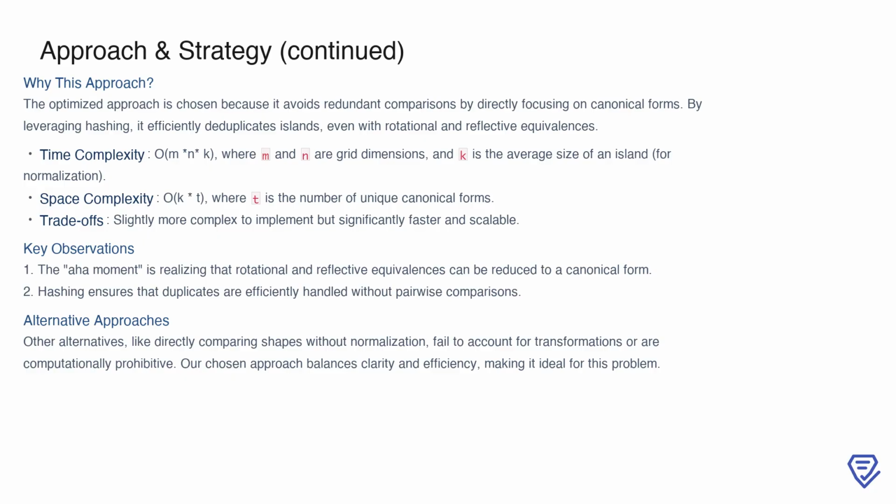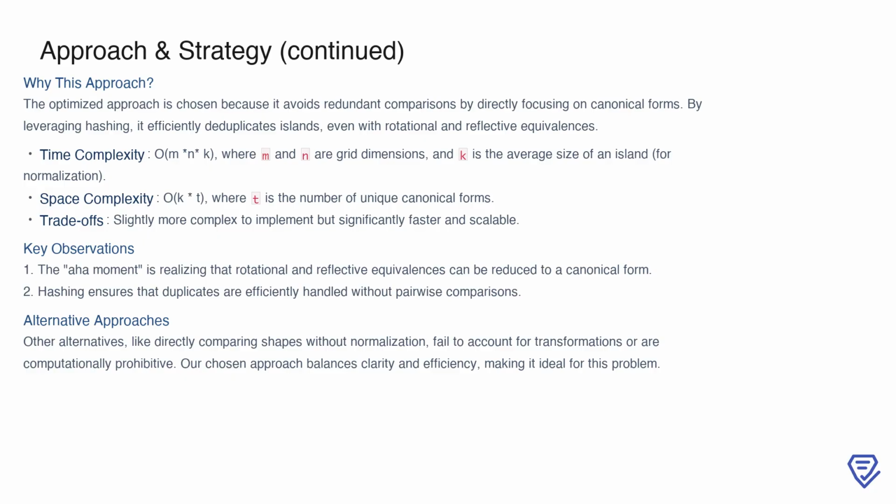The time complexity for this approach is O(m*n*k), where m and n are the grid dimensions, and k represents the average size of an island for normalization. The space complexity is O(k*t), where t is the number of unique canonical forms stored. While this method is slightly more complex to implement than brute force, it is significantly faster and scales much better for larger grids.